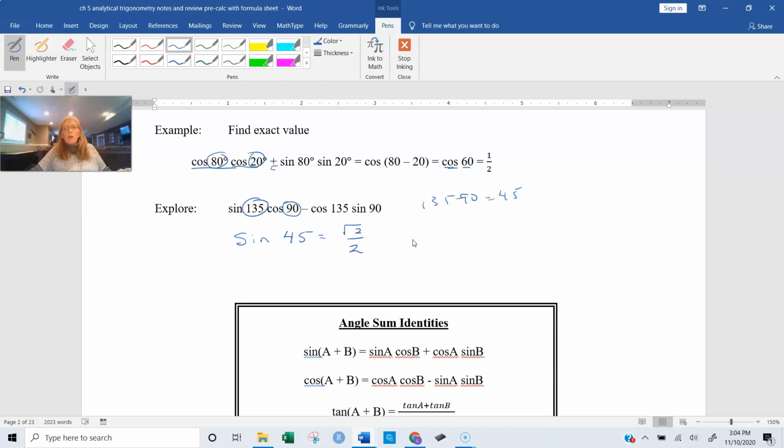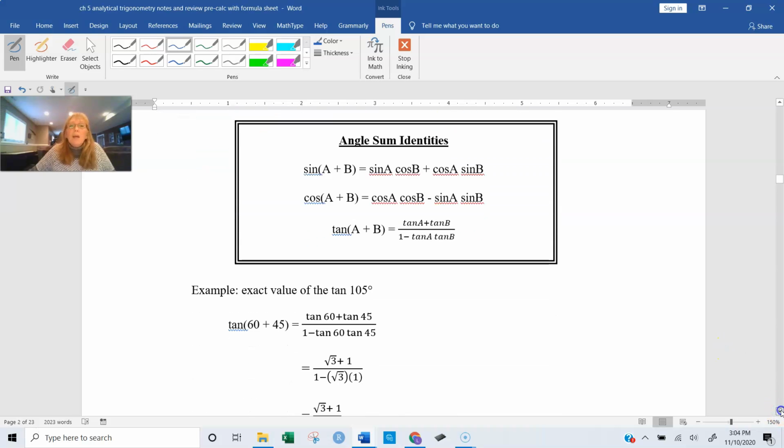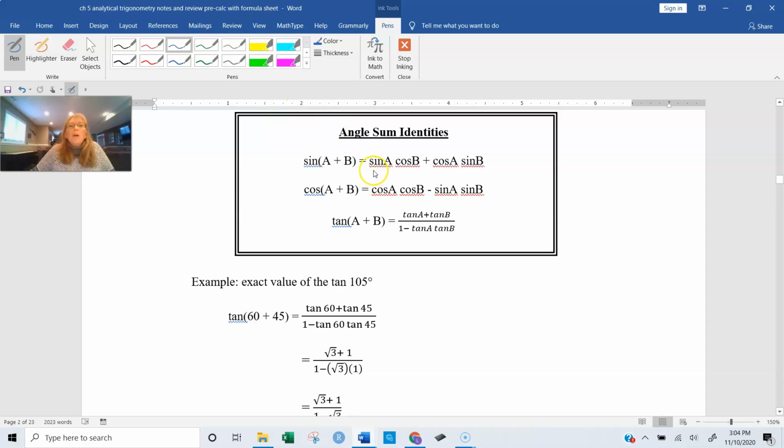Nothing too major. Okay, that was the difference. Now we're going to do addition. It works very similarly, except now your things are a little different here. We do sine cosine, but this time it is plus. And cosine is cosine cosine, but this time it is subtraction in the middle. The same with your tan.